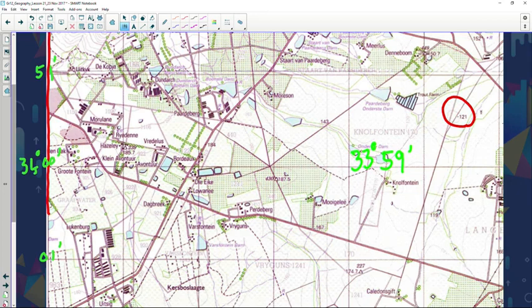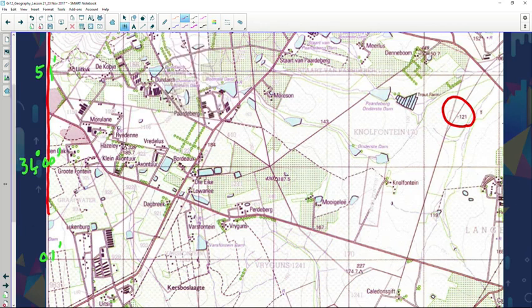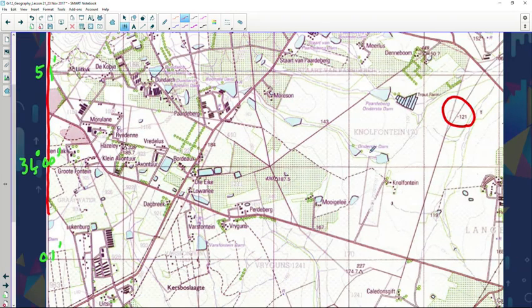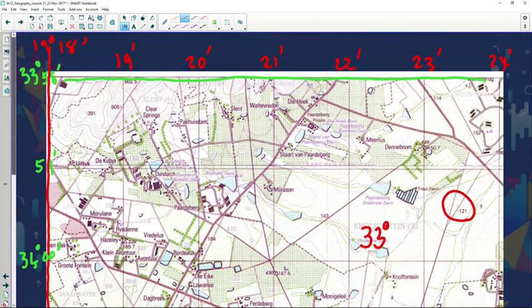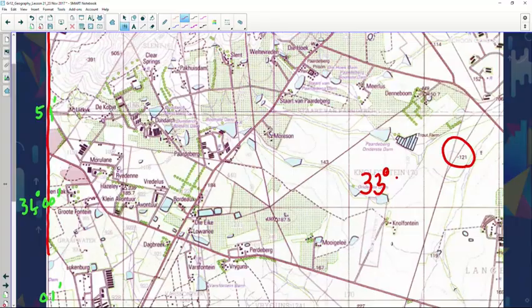Okay, I'm just going to use a different color pen quickly. So what did we say? It's going to be 33 degrees. Where did I get the 33 from? Because there's the lines of latitude. 59 minutes, because it's between 59 minutes and 34 degrees. 59 minutes. Now we need to determine the seconds.